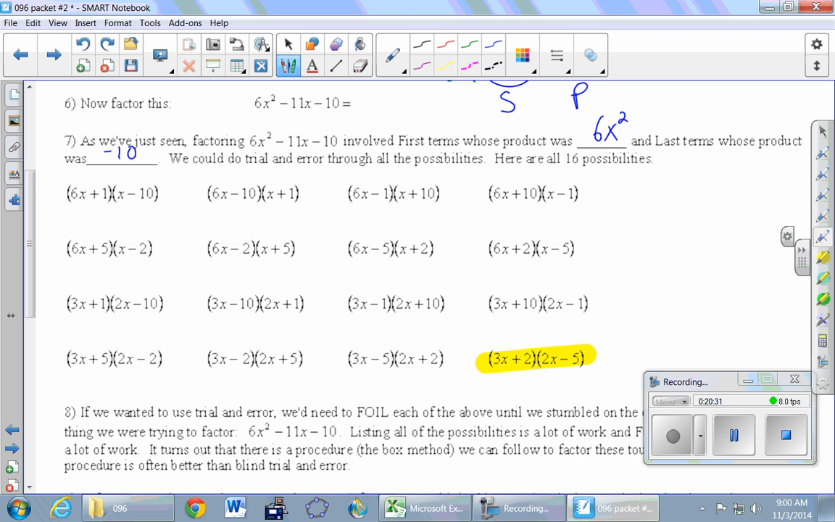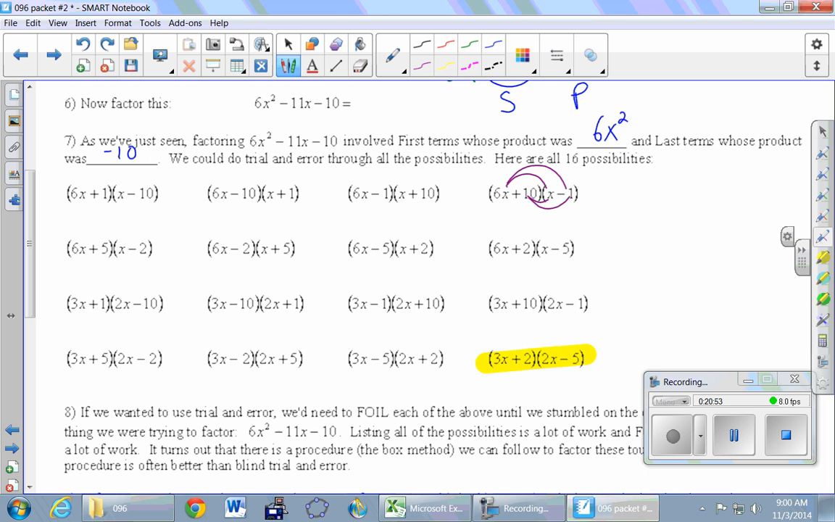What does that mean? It means actually lobster clawing each of these guys together until you get the answer that you want. And in this case, it might take you 16 different lobster claws to get there. The point of this example is that there's got to be some better way out there. This would be very time consuming to multiply or FOIL all these things together until you find the one that had the -11x in the middle.